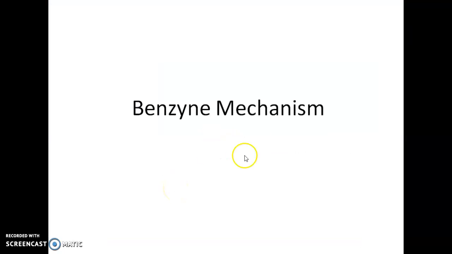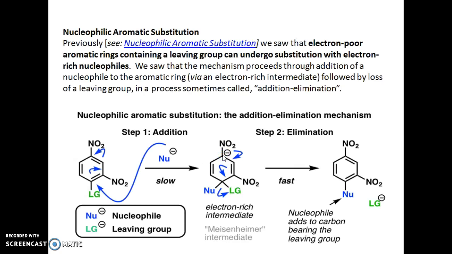Dear students, we will discuss the benzyne mechanism. We have already discussed the nucleophilic substitution reactions of alkyl halides, such as SN1 and SN2 reactions: nucleophilic substitution of unimolecular type and of bimolecular type. Similarly, for aromatic hydrocarbons, it is given as nucleophilic aromatic substitution.